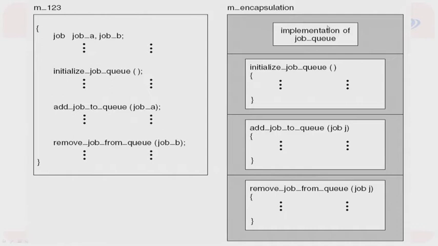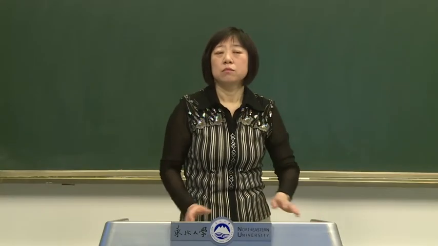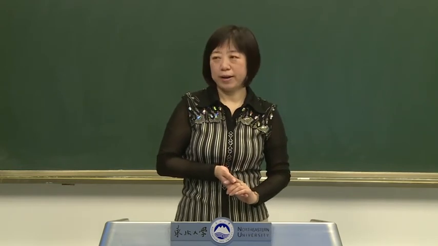And actually, it can also be called encapsulation, because the data and the operations operating on the data are encapsulated in the same module. So we can give such a conclusion about the design of the example. M encapsulation has informational coherence, and M encapsulation has the implementation of data encapsulation, that is a data structure, together with the operations to be performed on that data structure. Well, so maybe someone will ask why?